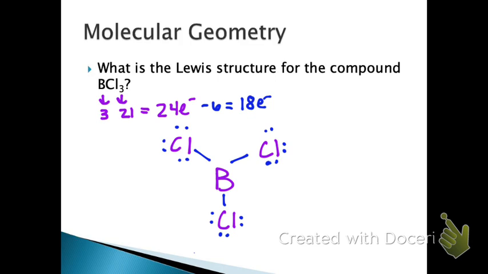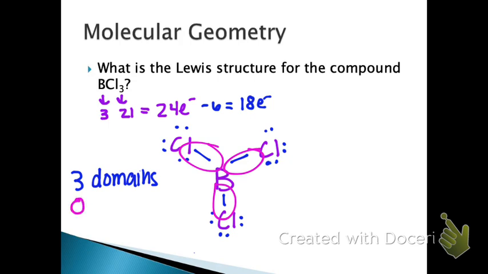Now we're going to look to our sheet. We're going to say, how many total domains does boron have? It has 3 total domains. Okay, it has 3 domains right here. 1, 2, 3. Does this boron contain any lone pairs? No. We're only looking at the central atom. We don't look at what's happening on the outside. We look at the central atom. Boron has 0 lone pairs.